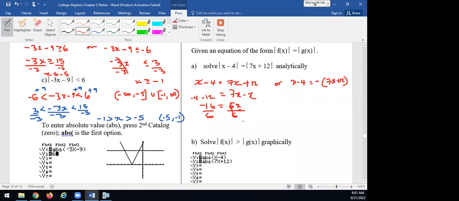And that can be simplified to -8/3. That's negative 2.67 if we round it off. Now let's solve the other side. We're going to have x minus 4 equal, distribute your negative. So this is going to be negative 7x minus 12. And then we're going to solve.